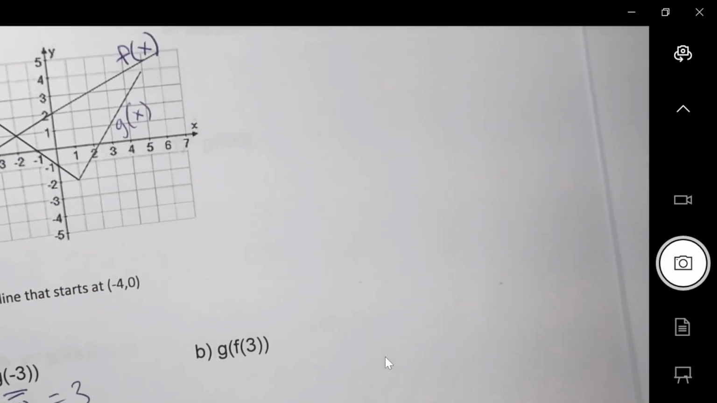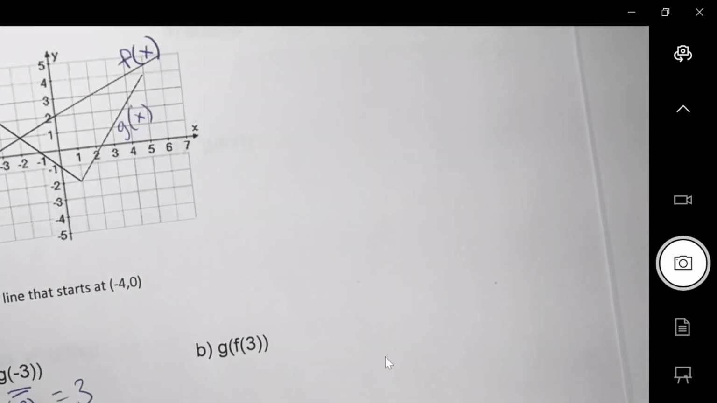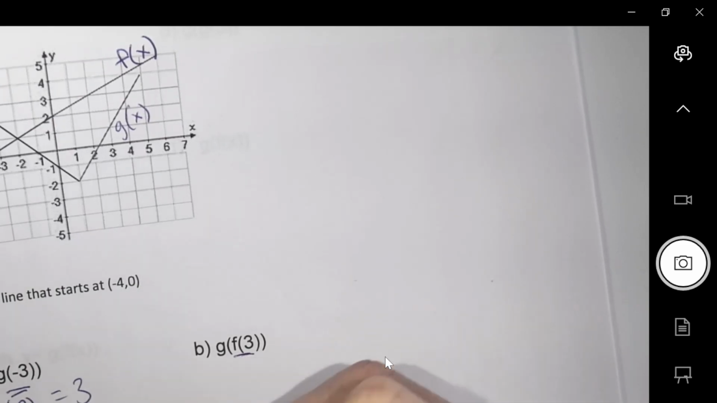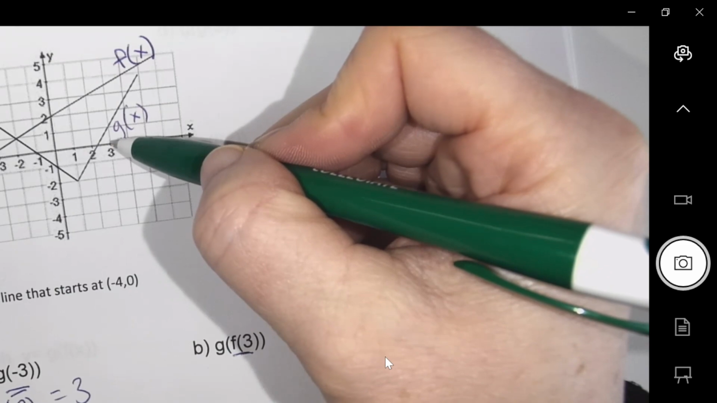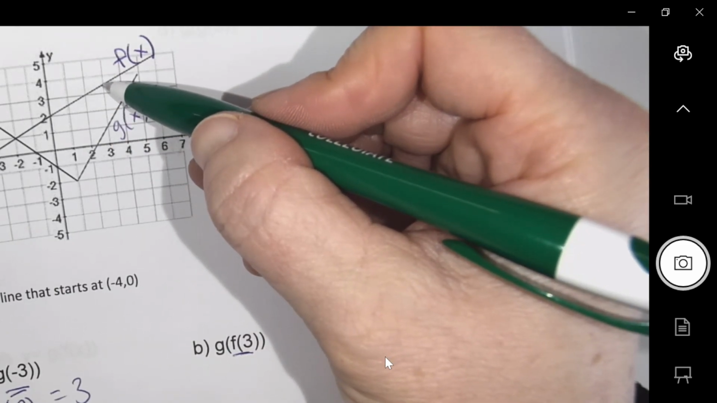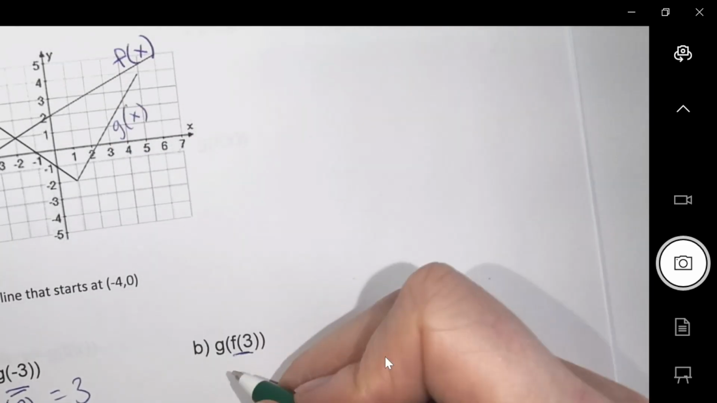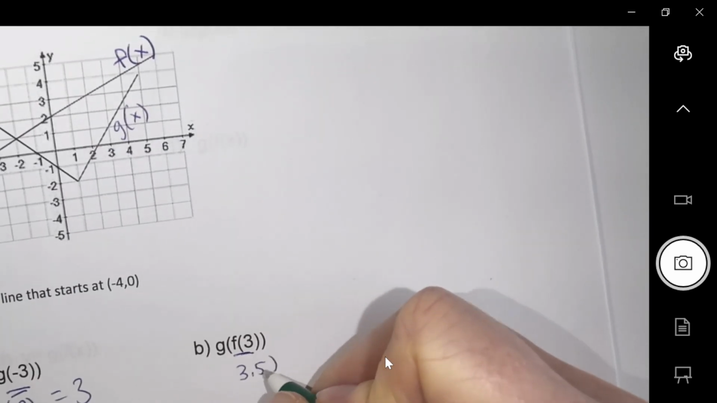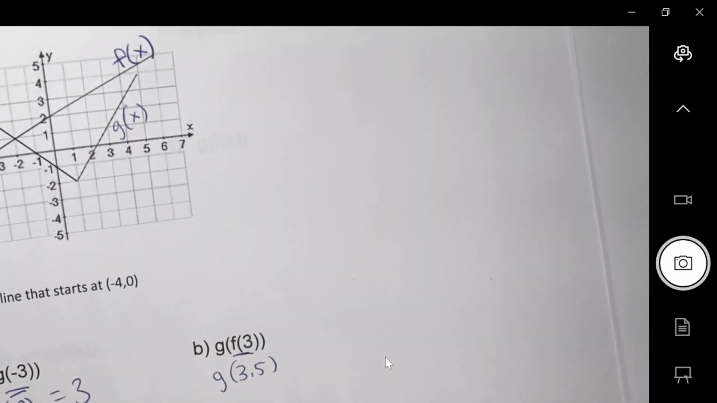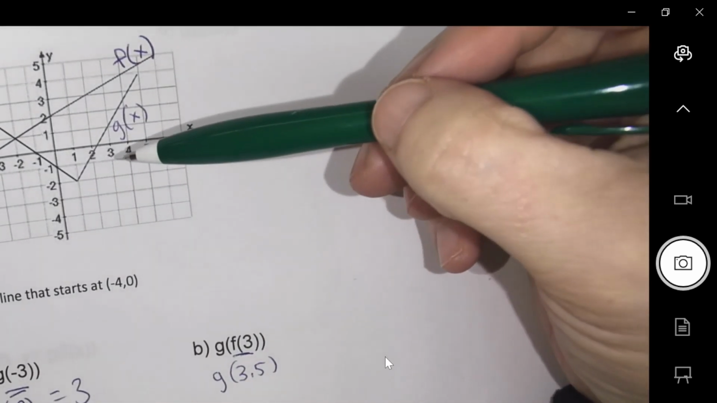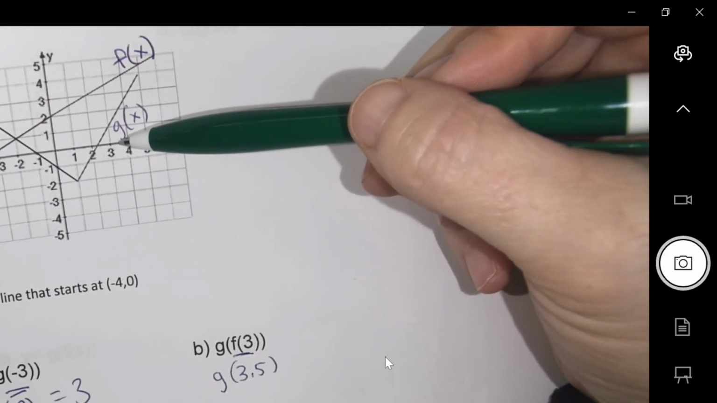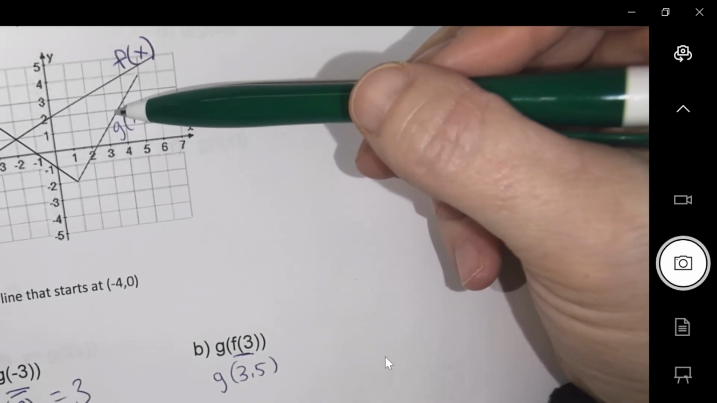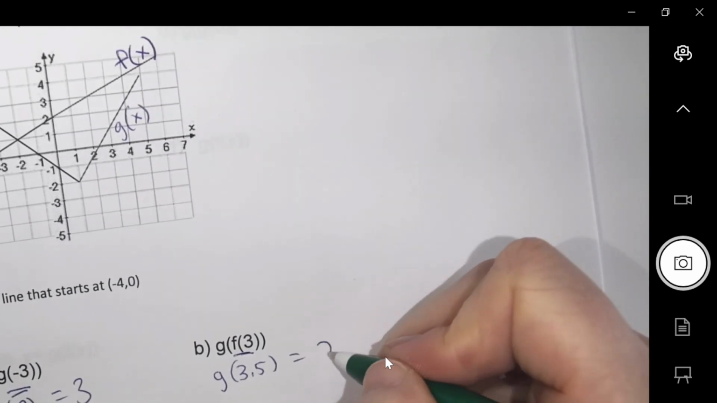Make sure you're just following the right path. Okay, so the f function, the straight line, when it's at 3, has a height of 3.5. Should we go with that? Is that okay? And when you're at 3.5, the g, the v line, has a height of 2.